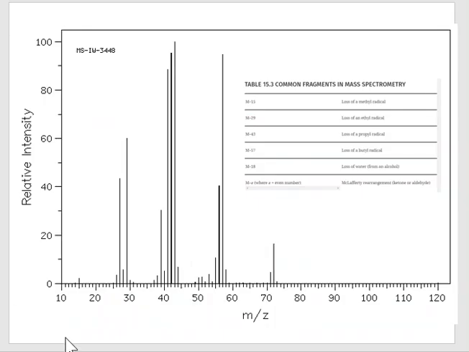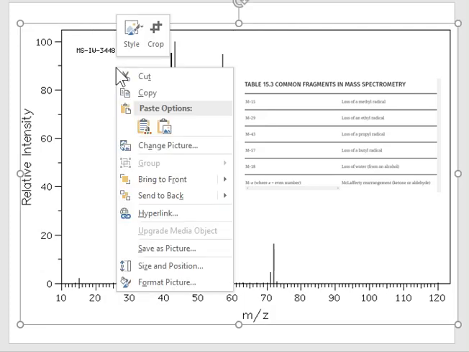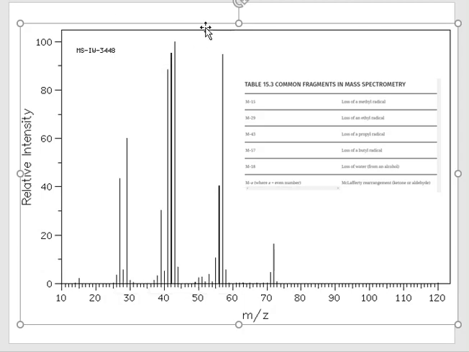You can see a similar pattern in the mass spectrum of a more complicated molecule. Here, the base peak is right here in the middle. Let me circle that.